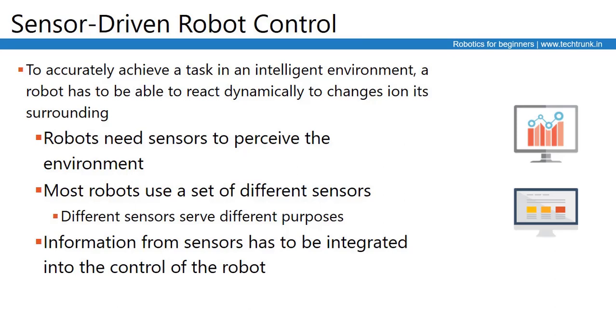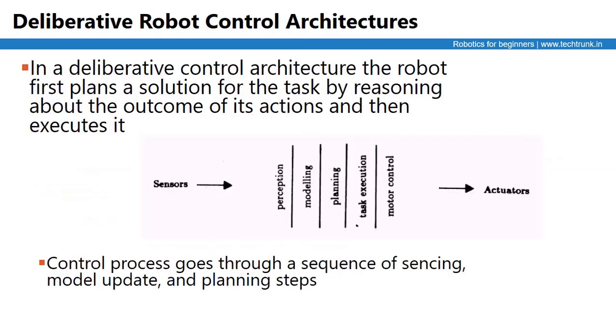Information from the sensor has to be integrated into the control of the robot. So one of the robot control architectures that we're going to see and talk about is the deliberative robot control architecture. In the deliberative control architecture, the robot first plans a solution for the task by reasoning about the outcome of its actions and then executes it.